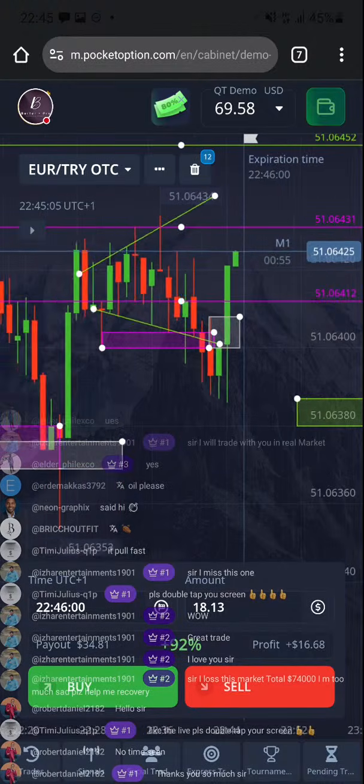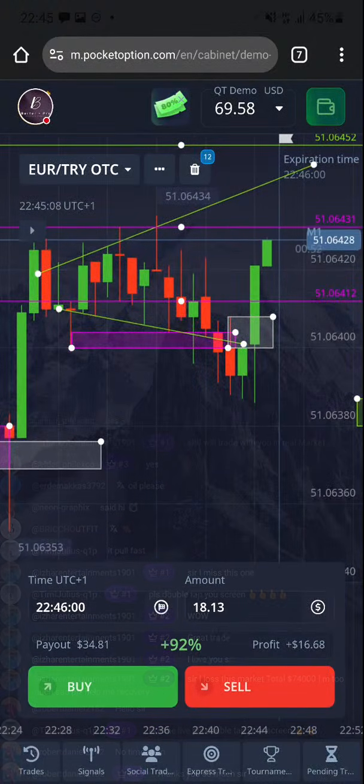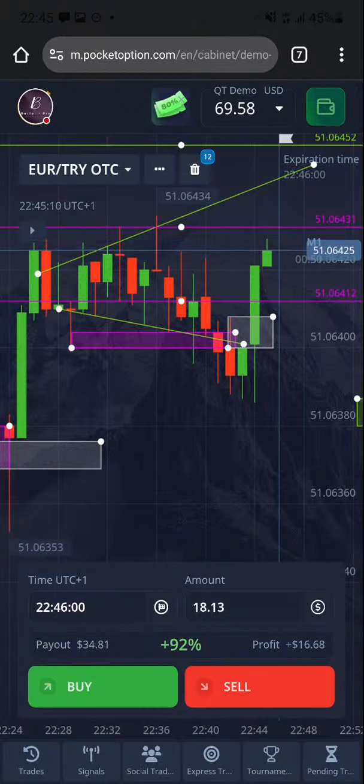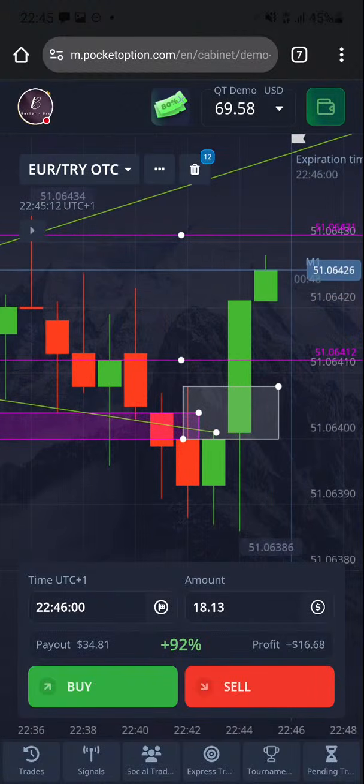Okay, we can still take this trade actually. We can still take a trade, especially if we have a round number here. If we have a round number somewhere here, we can take this trade.